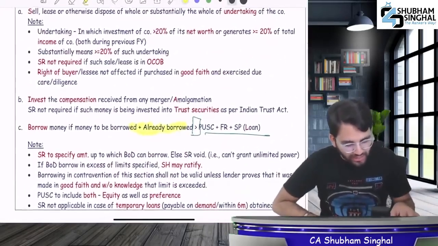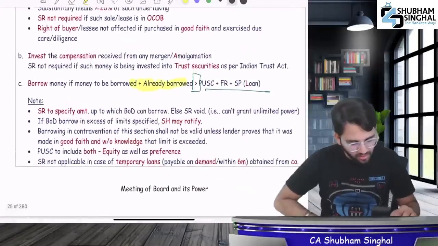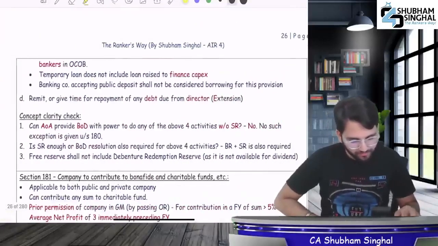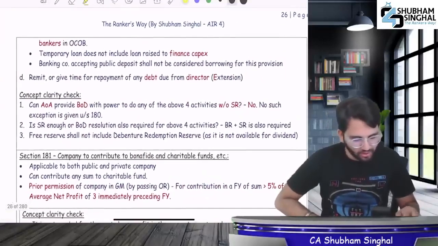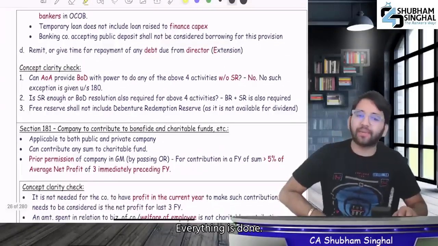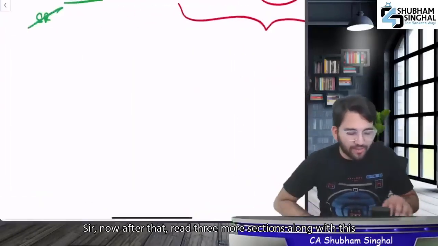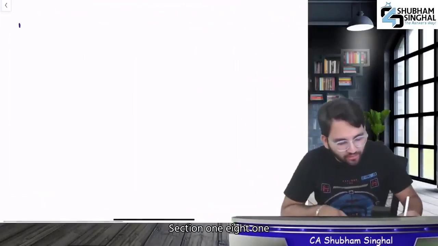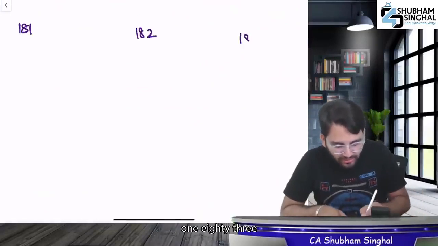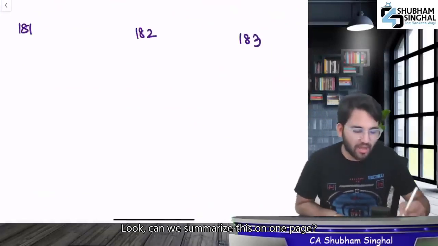Let me check for any missing point. We completed everything, right? Let me tell you, all are done and you don't need to read anything else in this. Now read 3 more sections along with this. Section 181, 182, 183. So can we summarize this on one page?